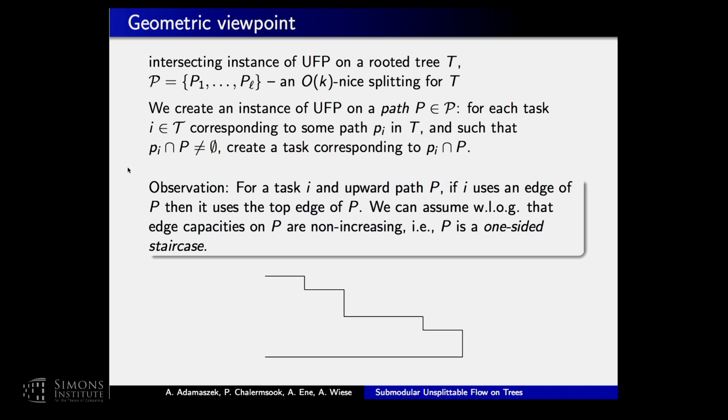And therefore, without loss of generality, we can assume that the edge capacities on the path are non-increasing, because if a task starts somewhere here, it goes all the way to the top. The top now is on the left of the picture. So we can assume that when we draw the capacity profile, it will be a one-sided staircase.